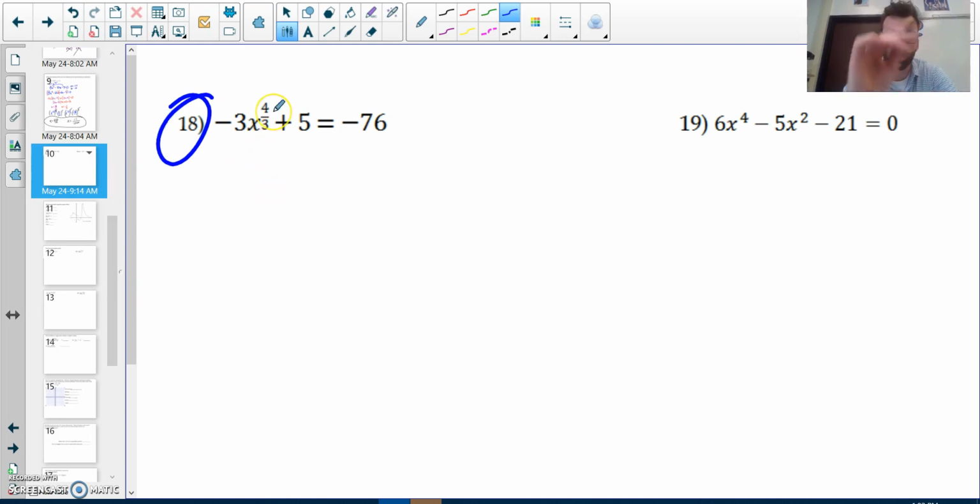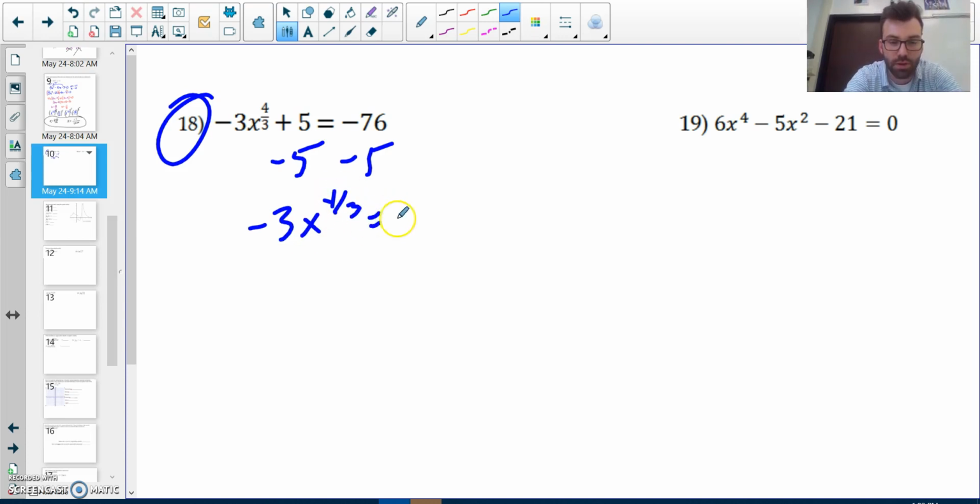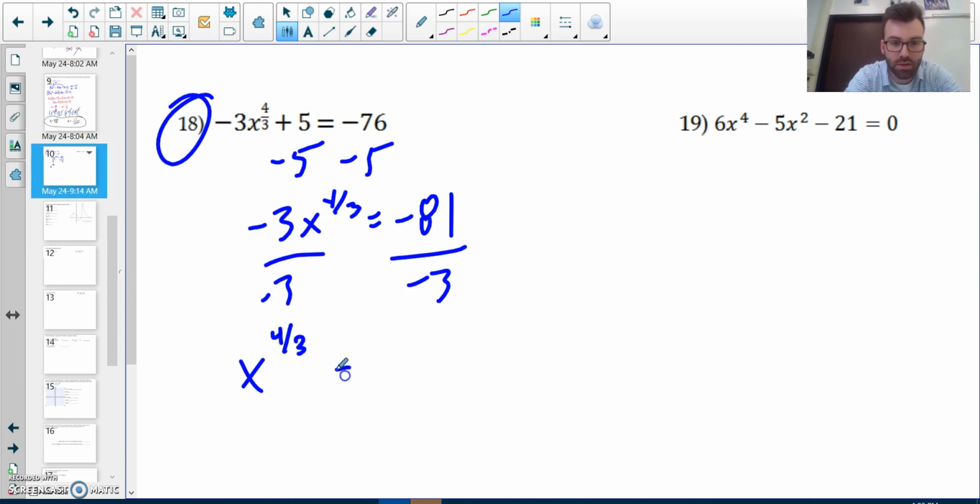When you do a problem like number 18, the first thing I want to do is subtract 5. I want to isolate my x term with that weird rational exponent, or fractional exponent, equals negative 81. You have to divide by negative 3 first. So I get x to the 4 thirds equals 27.